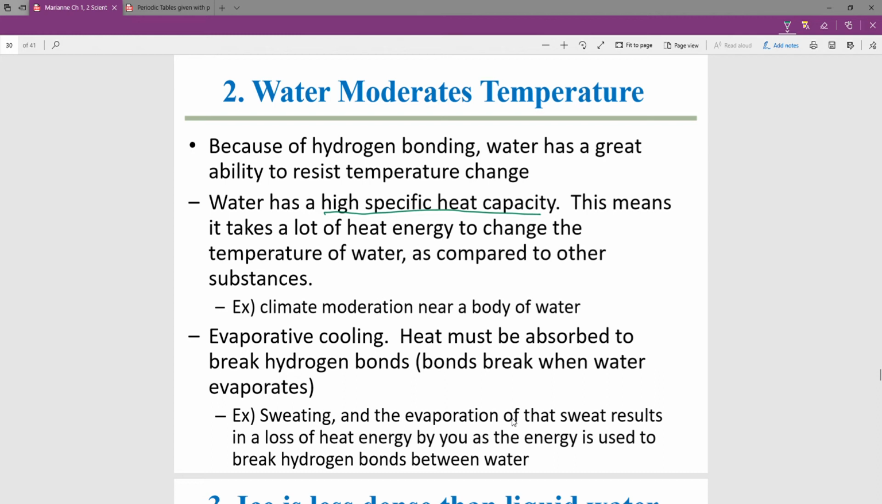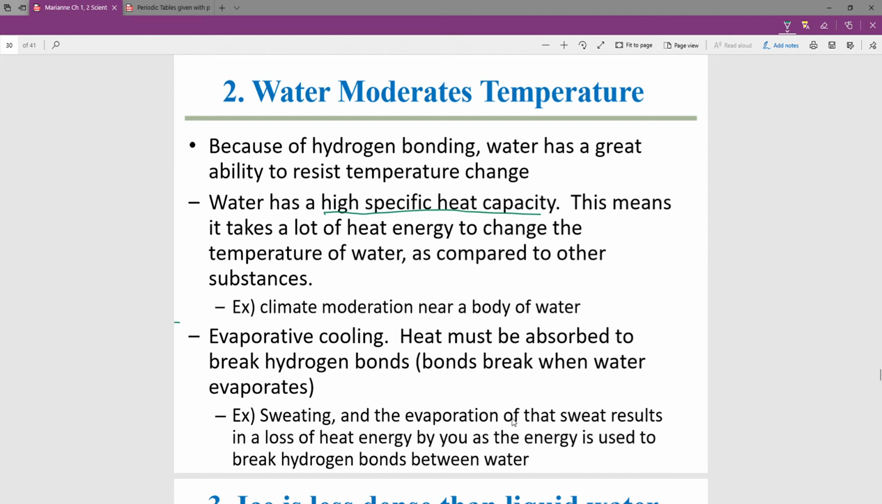Or if you take a look at the ocean currents, it's the explanation why Halifax is cold and Vancouver is balmy, right? That idea of that moderating effect of that body of water, because water has such a high specific heat capacity. Now, it has a high specific heat capacity, again with those hydrogen bonds, because the heat energy actually goes into breaking those hydrogen bonds before it changes temperature.